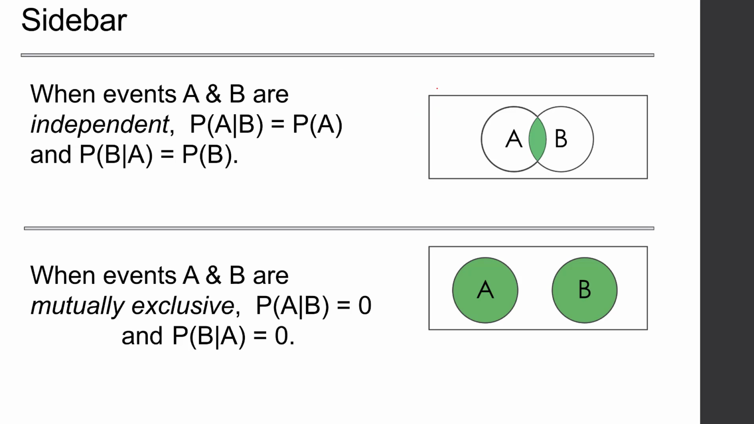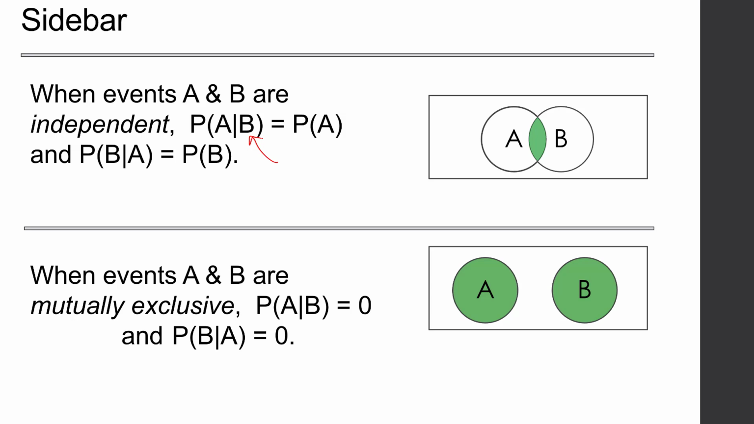Little sidebar real quick. Notice that when events A and B are independent, the probability of A given B equals the probability of A. If knowledge that B happens doesn't change the chances for A happening, you can just drop the condition.